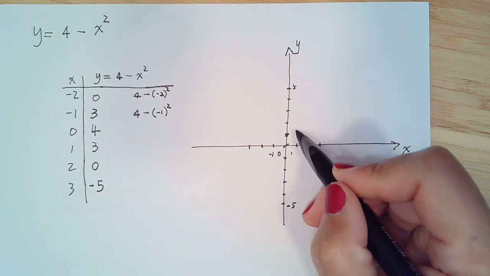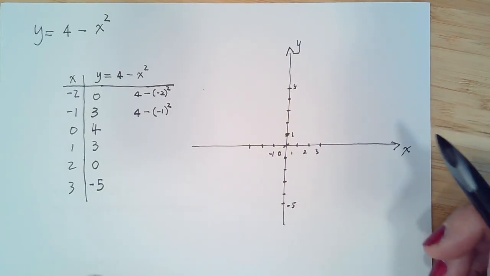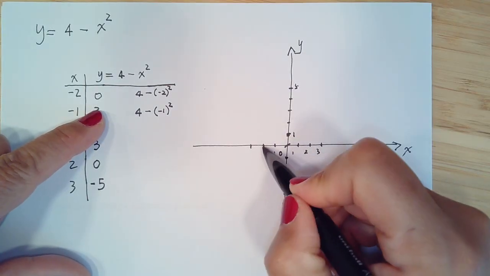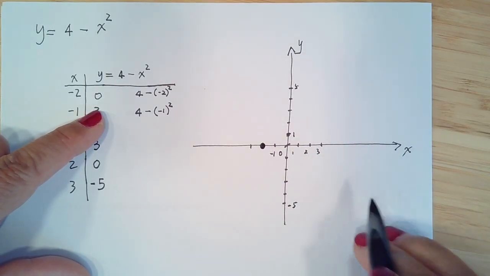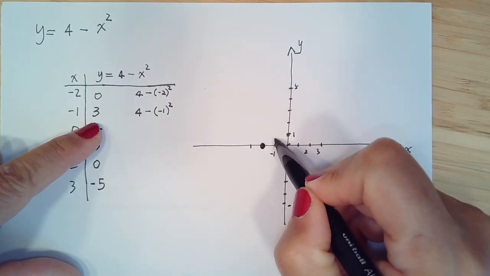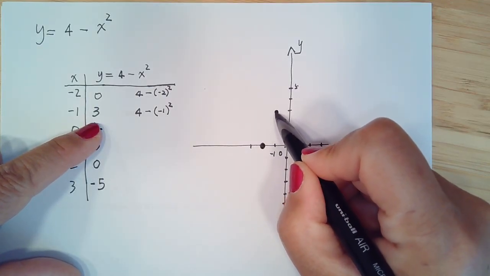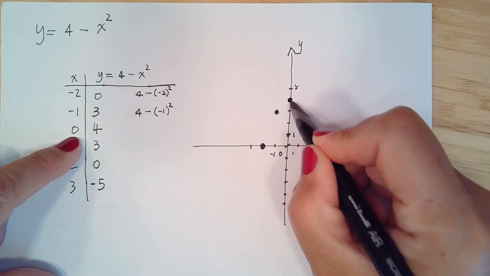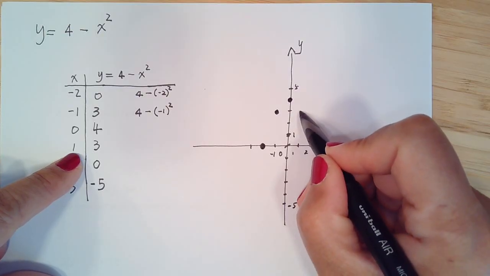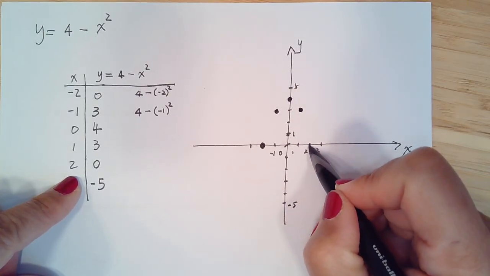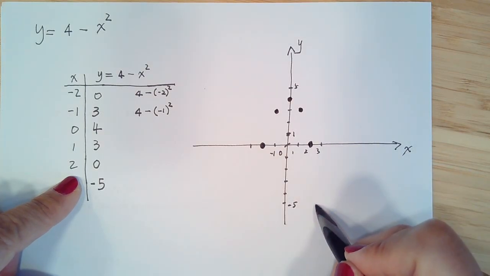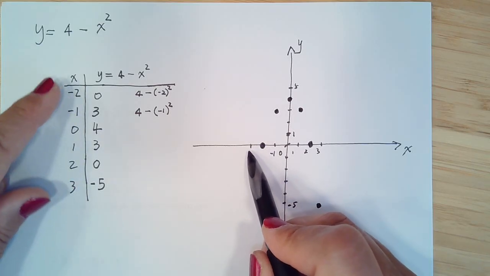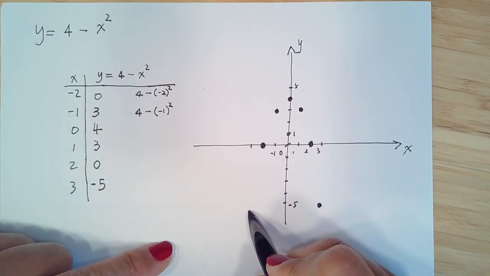So let's plot those 6 points: (-2, 0), which is here; (-1, 3); (0, 4); (1, 3); (2, 0); and (3, -5). And I can imagine that when x is -3, y is also -5, but it's okay because I didn't calculate that.